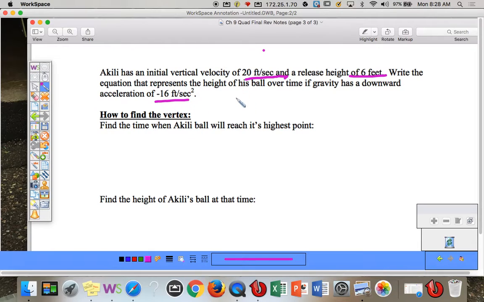So here's his equation. His height over time will be negative 16x squared. That doesn't look very good. Let's fix that. So negative 16x squared plus 20x plus 6.